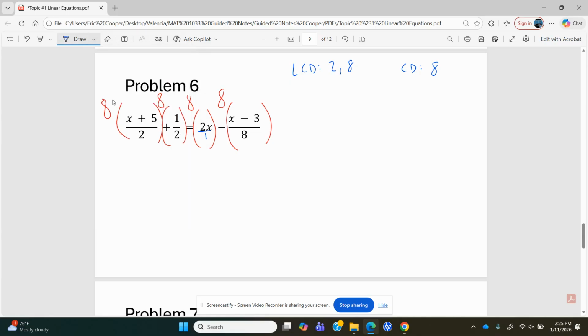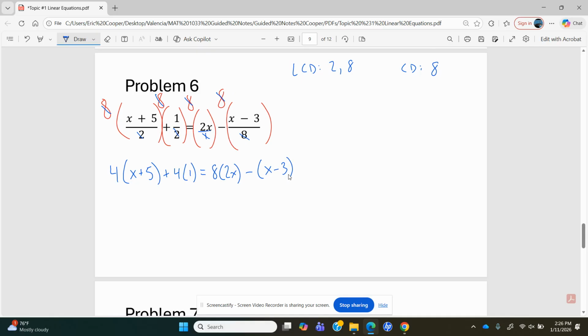In this case, let's see if we can cancel out the bottoms right away. We know that 8 divided by 2 becomes 4. And the only thing we have left after we cancel that out is the numerator, the x plus 5. Same thing here. We know that 8 divided by 2 gives me 4, but I still have the times 1 left at the top. 8 divided by 1 just gives me 8, and then I have a 2x minus. Here the 8's completely cancel, so the only thing I have left at this part is the x minus 3. Now we've done a great job of getting rid of all the fractions.